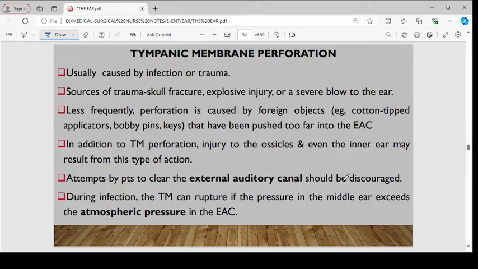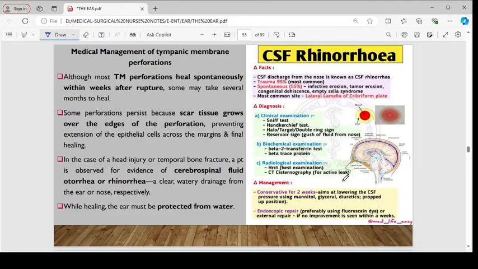During an infection, the tympanic membrane can rupture if the pressure in the middle ear exceeds the atmospheric pressure in the external auditory canal. Although most tympanic perforations heal spontaneously within weeks after rupture, some may take several months to heal. Some perforations persist because scar tissue grows over the edges of the perforation, preventing extension of the epithelial cells across the margins and final healing.